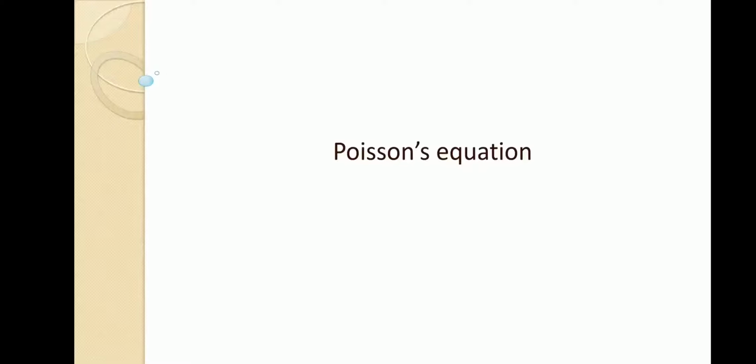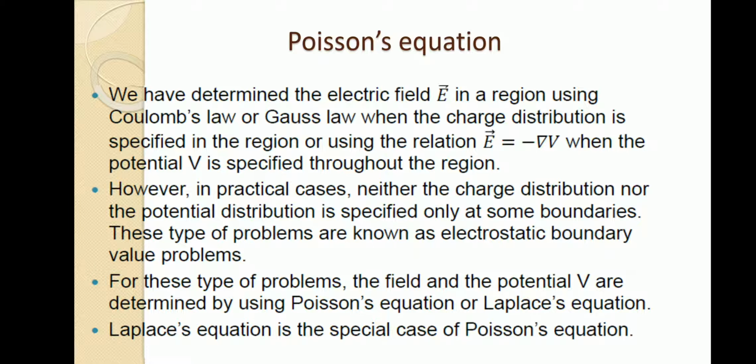Hi all, in this class we will discuss what Poisson's equation is. Poisson's equation is mainly used to find the relation between electric field intensity and the charge density. We know that the electric field intensity is the negative gradient of potential.